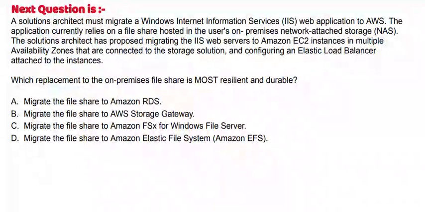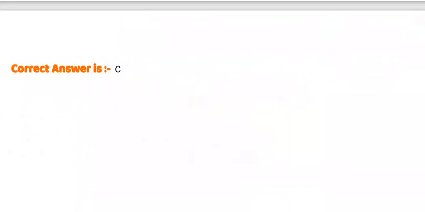Option A. Migrate the file share to Amazon RDS. Option B. Migrate the file share to AWS Storage Gateway. Option C. Migrate the file share to Amazon FSx for Windows File Server. Option D. Migrate the file share to Amazon Elastic File System. And the correct answer is option C.